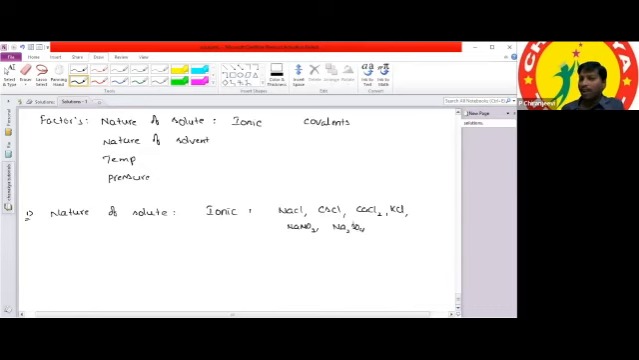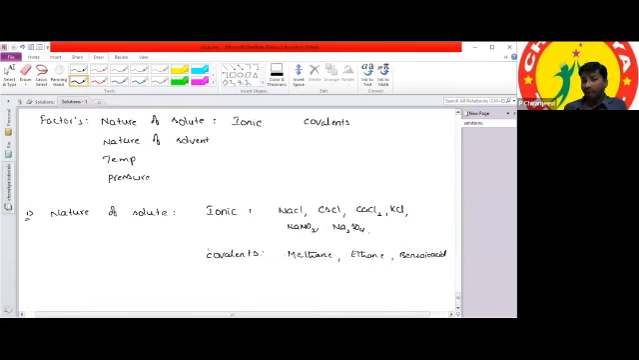Ionic compounds are highly soluble in water compared with covalent compounds. So what is the statement here? Ionic compounds and covalent compounds. And what are the examples of covalent compounds? Methane, ethane, benzoic acid. All these are examples of covalent compounds.